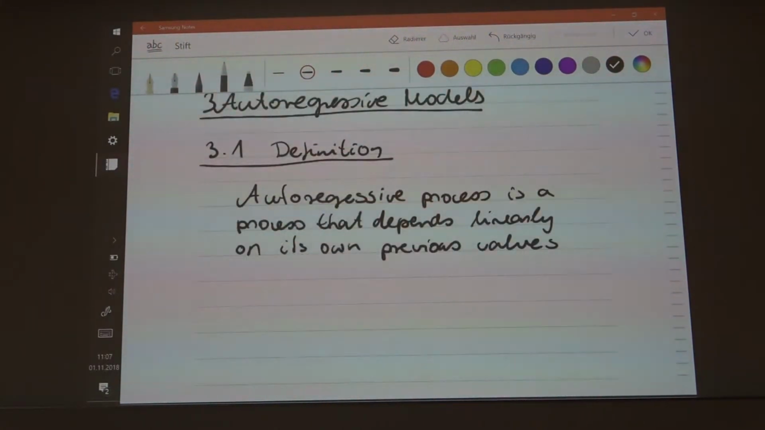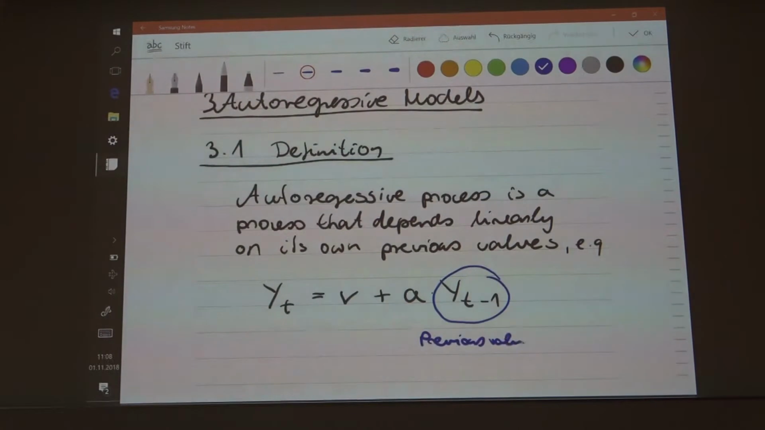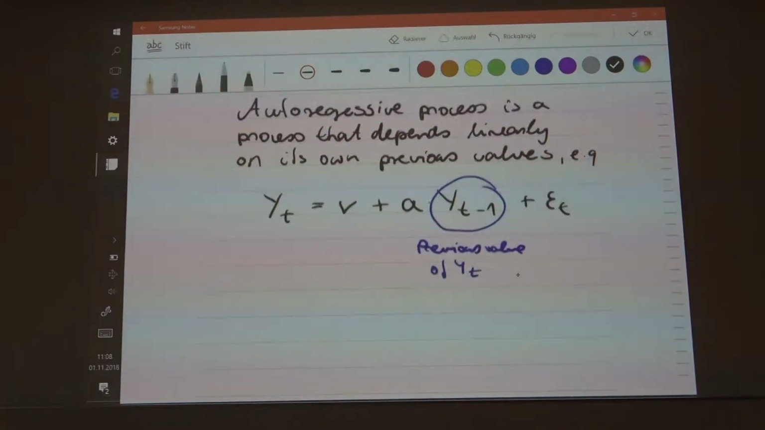And what do I mean by that? For instance, let's say you have a stochastic process and I call this y, and you have the process at point y_t, and let's say you have a constant, and I call the constant b, and here you have a times y_(t-1). So this is the previous value of y_t, and let's say you have a white noise here as well. So you have a white noise that is a disturbance term that disturbs the linear relationship between the process and its previous values, okay? So this is called the so-called autoregressive model or autoregressive process of order 1, okay?